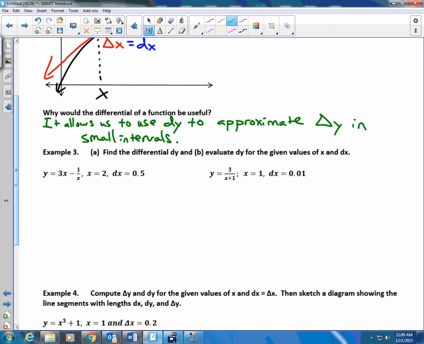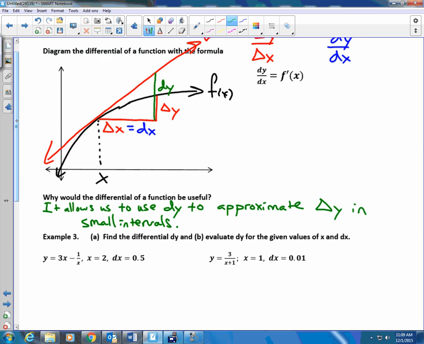We're going to do a number of different examples that help you get a hang of this. But first, we're going to write an equation for a differential. We're going to use dy over dx is equal to f prime of x. If I multiply both sides by dx, I get dy is equal to f prime of x dx. If we want to approximate dy, that's all we have to do. That's an easy way to come up with dy, and if it's an approximation for delta y, that's a real easy way to come up with delta y. So we're going to use that formula.